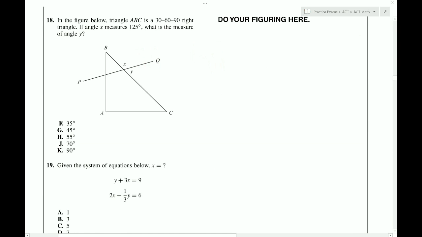In the figure below, triangle ABC is 30, 60, 90. Right? So this would be the 90 degree for sure. If angle X measures 125 degrees, what is the measure of angle Y? Okay, well, wouldn't they have to be supplementary? So 180 minus 125 would be 55.